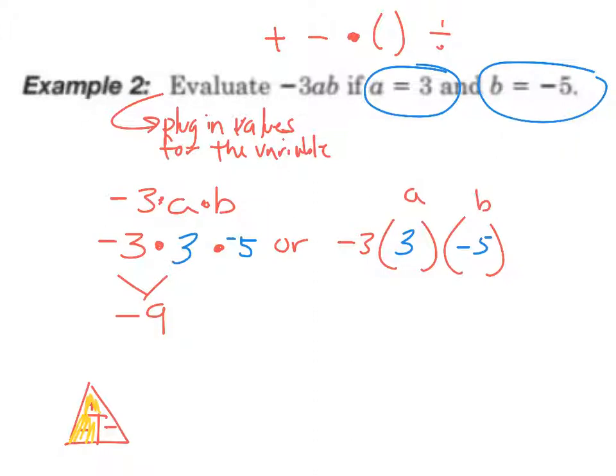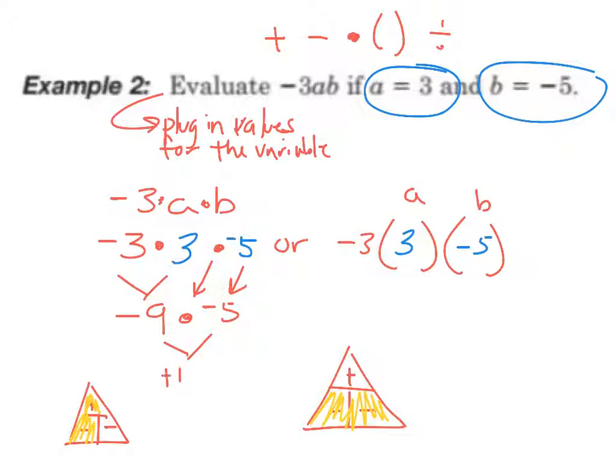And then I'm going to bring down everything I haven't used yet, so times negative 5, because I haven't used those things. I have to remember to bring that symbol down too. Negative 9 times negative 5. If I use my triangle, I have a negative and a negative, so I'll be left with a positive. And 9 times 5 is 45. So my final answer is a positive 45.